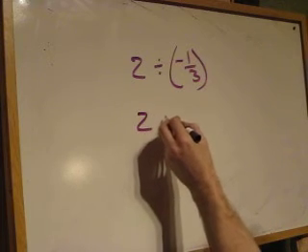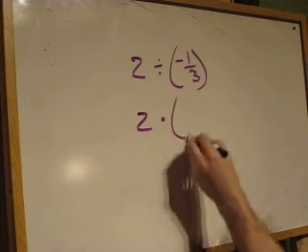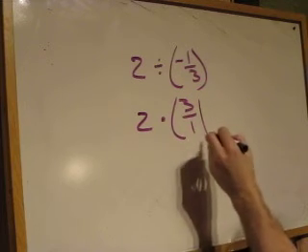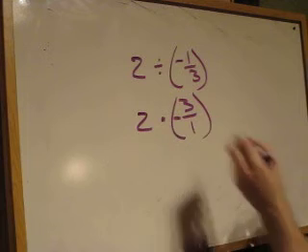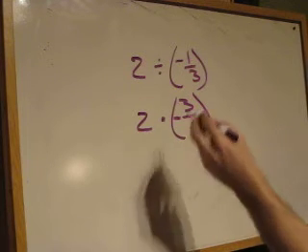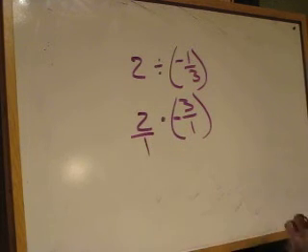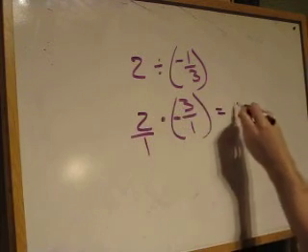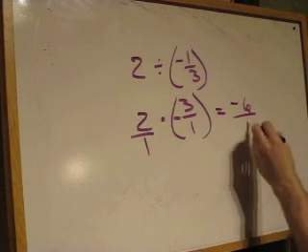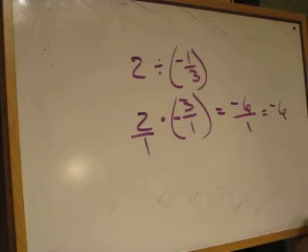So now we're going to change this to times, and we're going to put it as 3 over 1. Whoops, where that came from, I don't know. And leave that as a negative, which gives me 2 over 1, make it a fraction just so I don't get confused. 2 times negative 3 is negative 6. 1 times 1 is 1. Leaves me with an answer of negative 6.